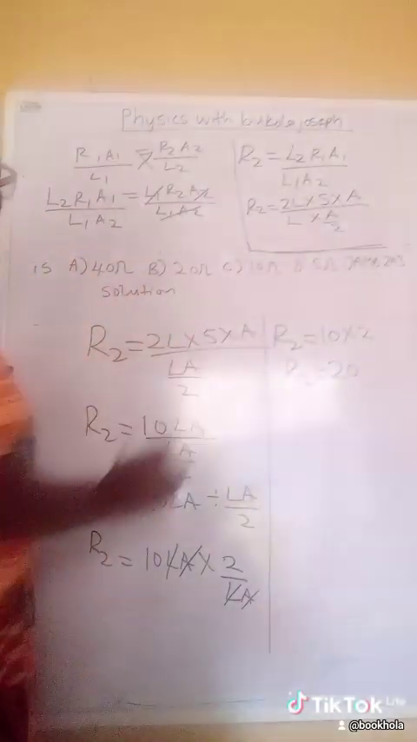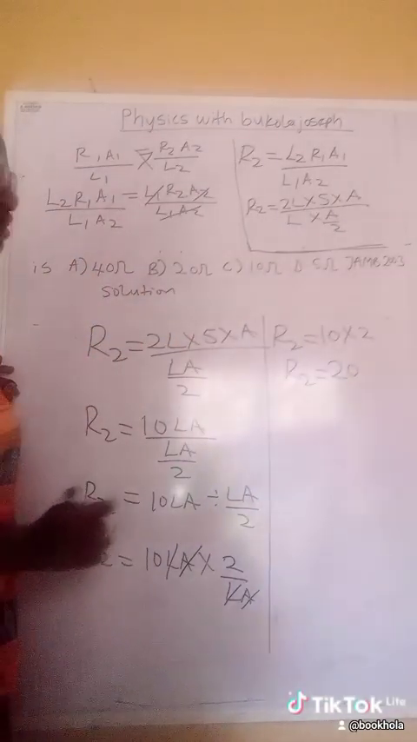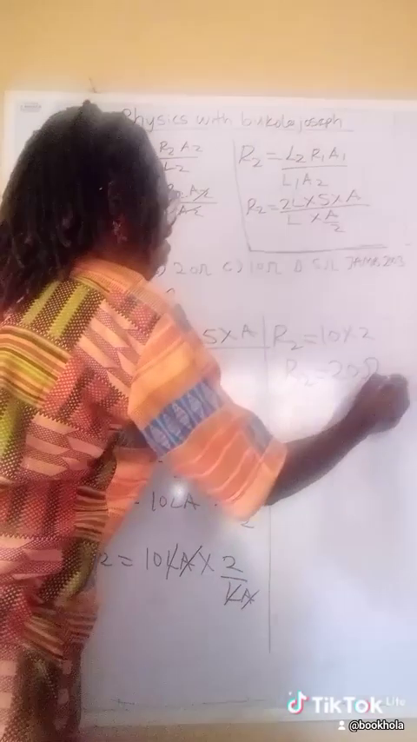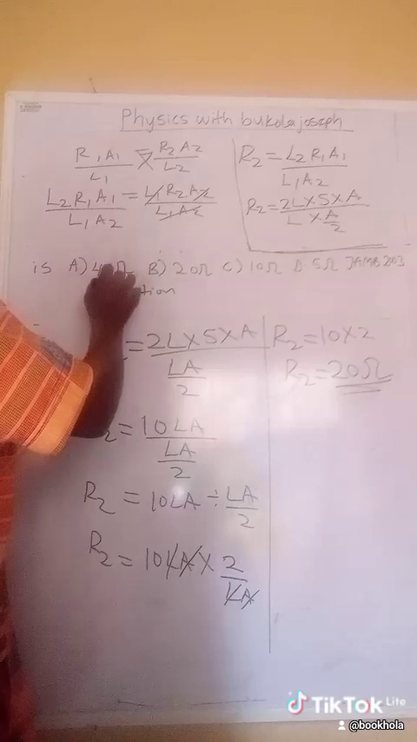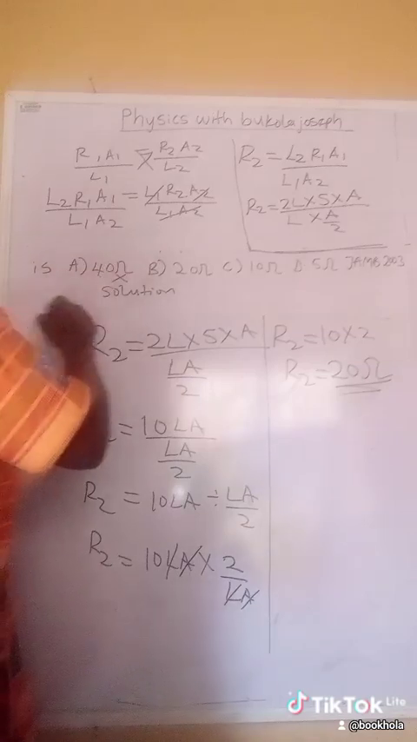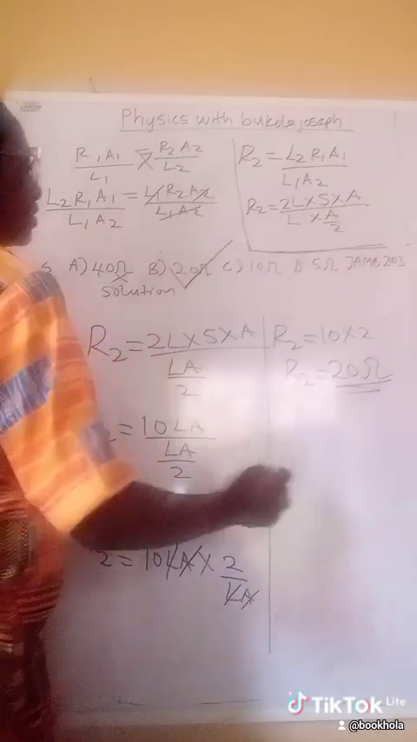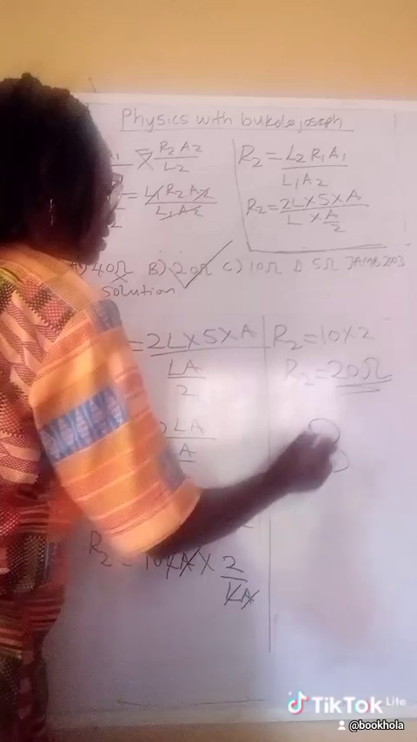10 times 2 is equal to 20. What is the unit of resistance? Resistance is measured in ohms. And this is the answer. So let's check if we'll get our answer in the options. 40 ohms, no. 20 ohms, that's correct. So the correct option is Option B.